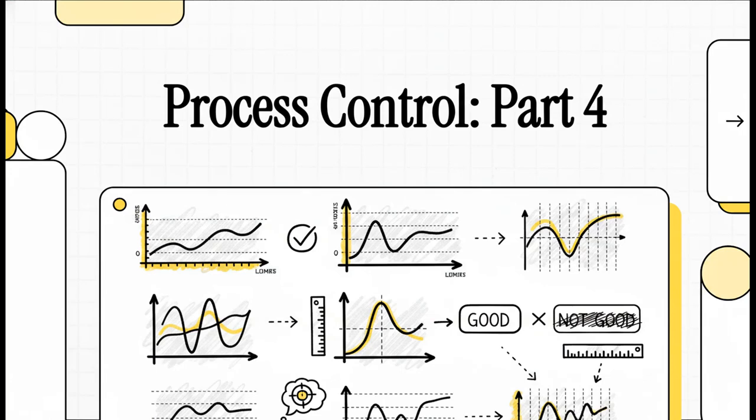All right, welcome back. We're jumping into part 4 of our deep dive on process control, based on the work of Muhammad Ajaluni. So you've got a stable, predictable process. That's great. But here's the big question: is it actually any good? Does it do what the customer needs? That's what we're tackling today.